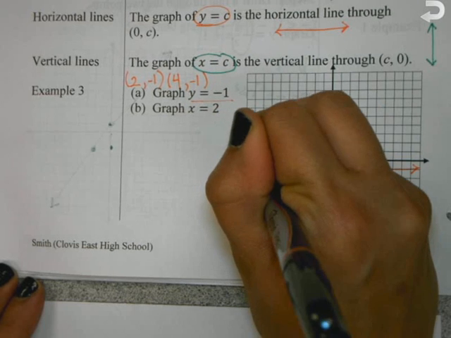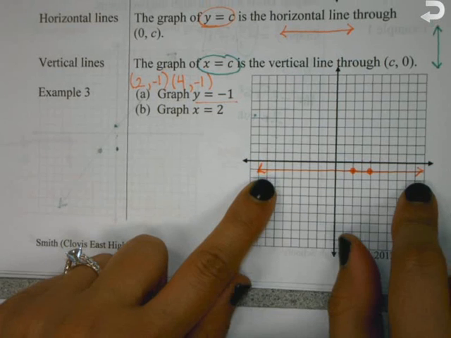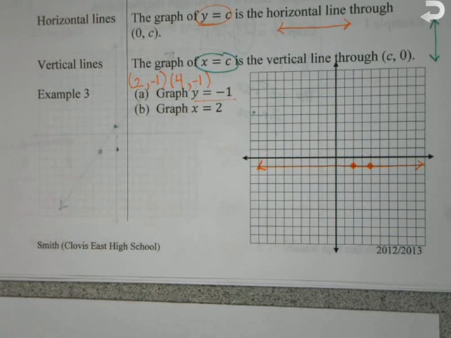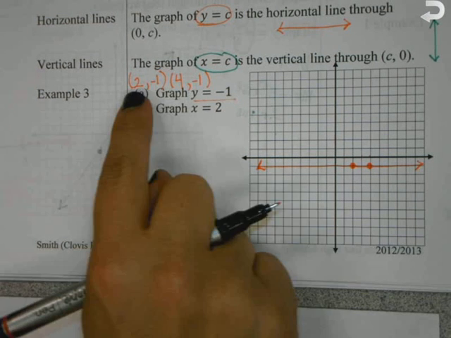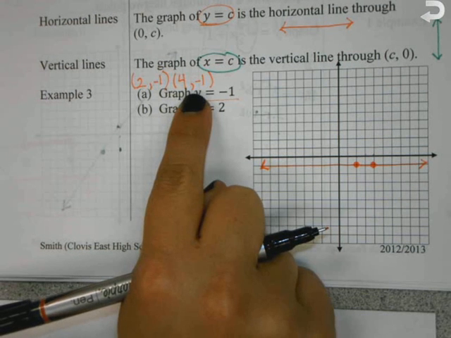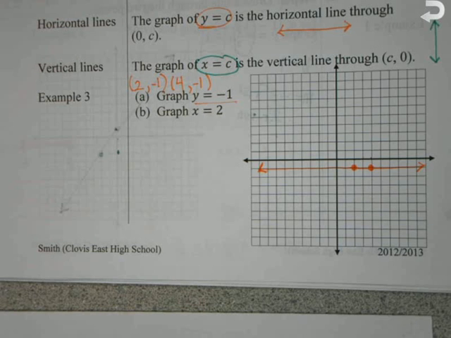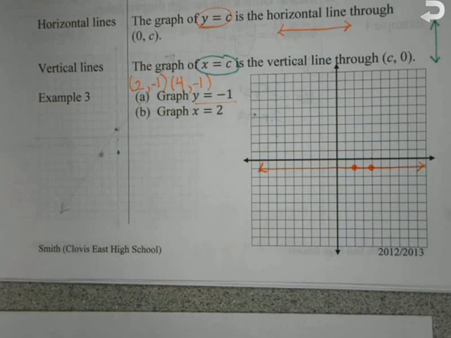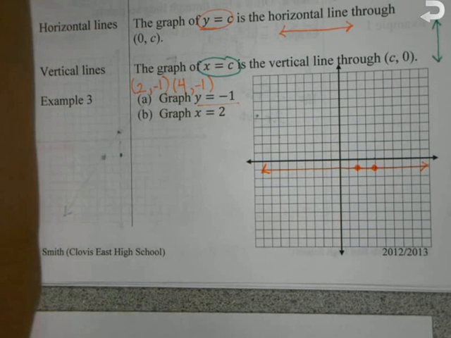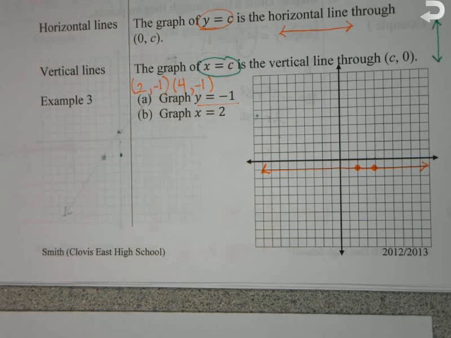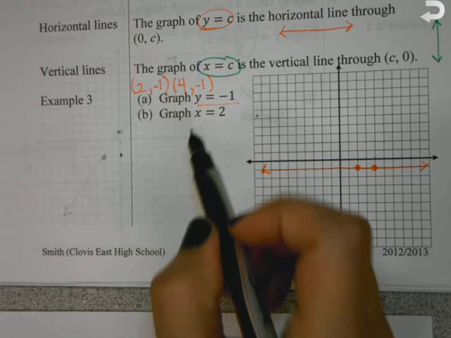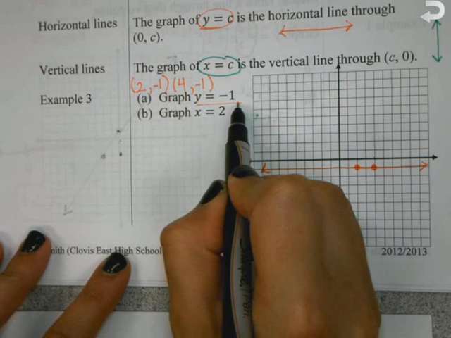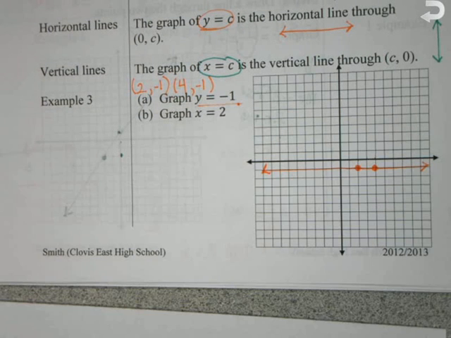So if you ever forget, you can't memorize which one's y and which one's x, just pick 2 points, any 2 points, and graph it, and that will help you. So you can plot 2 points to help you figure out what type of line you have. This just means that y will always be -1. Does that make sense?